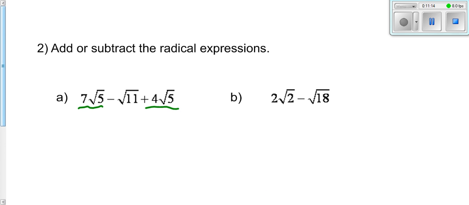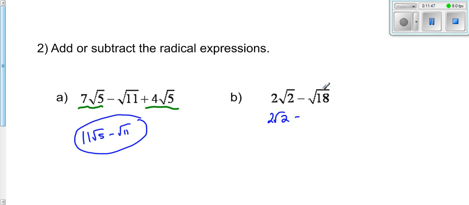Now, eighths plus eighths are still eighths. X's plus x's are still x's. 7 times the square root of 5 plus 4 times the square root of 5 is 11 times the square root of 5 minus the square root of 11. That's as far as we can go. That is done. Now you look at part B and you might say, well, we can't even do anything. This is done. This is why we still go through the process of breaking up radicals.